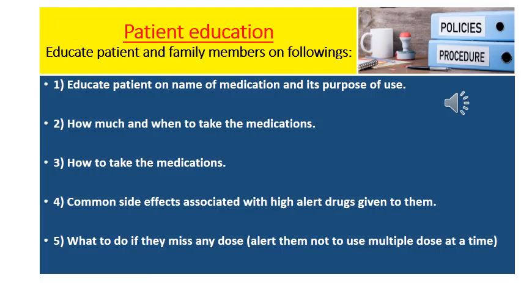Patient education. Educate patient and family members on the following points. Number 1, educate the patient on the name of the medication and its purpose of use. Number 2, how much and when to take the medications. Number 3, how to take the medications. Number 4, common side effects associated with the high alert drugs given to them. And number 5, what to do if they miss any dose, that is, alert them not to use multiple doses at a time.